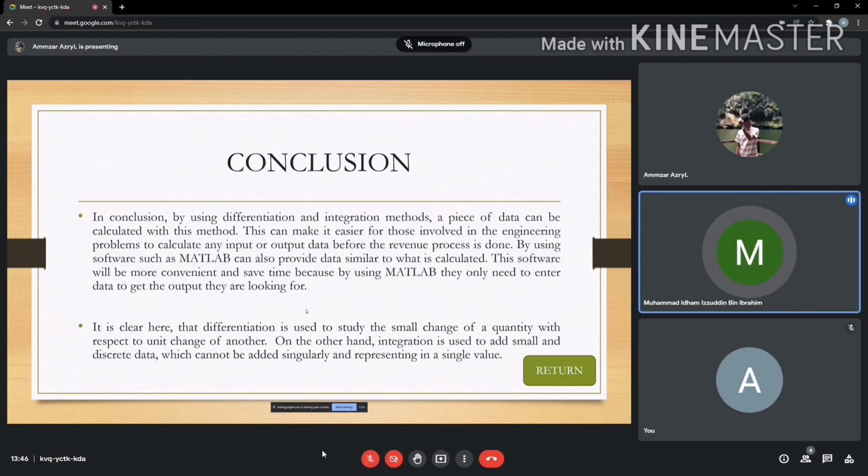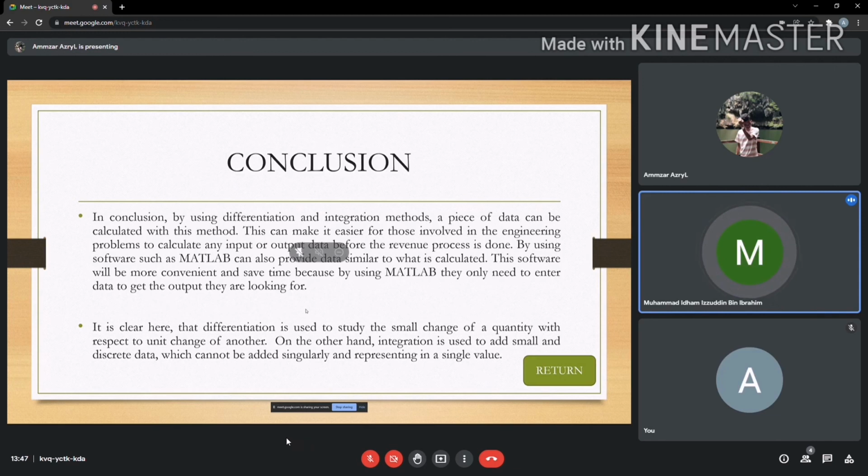In conclusion, by using the differentiation and integration method, a piece of data can be calculated with this method. This can make it easier for those involved in engineering problems to calculate any input or output before the process is done. Software such as MATLAB can also provide data similar to what is calculated. This software is more convenient and saves time, because they only need to enter data to get the output they are looking for.